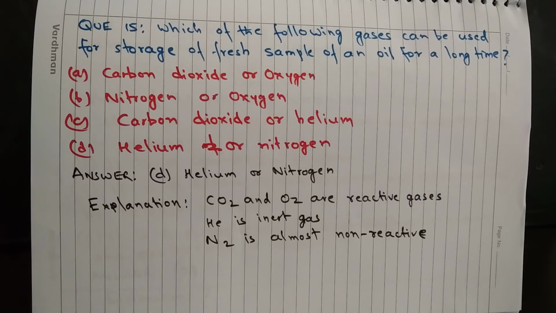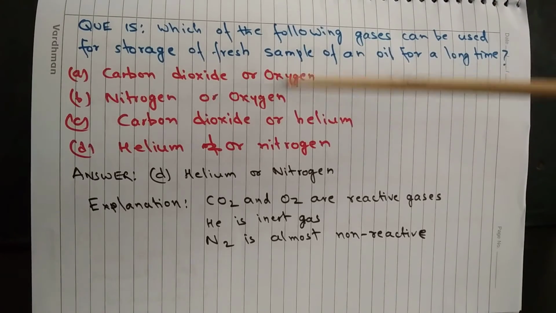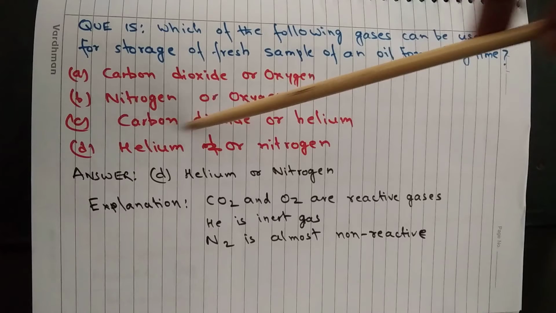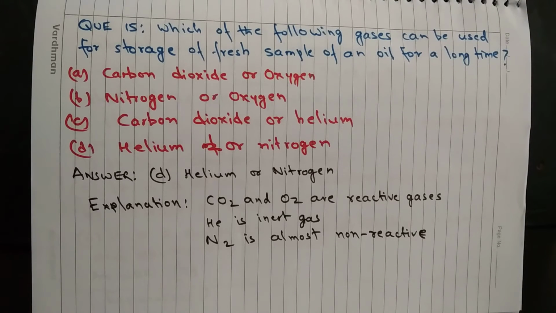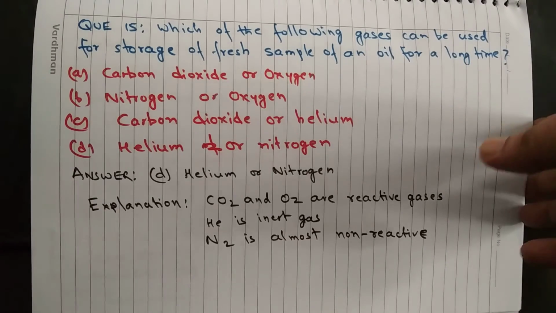Carbon dioxide and oxygen, they are reactive gases. So carbon dioxide is in option A and C, oxygen is in these two options. So we can easily rule out A, B and C. Helium is an inert gas and nitrogen is almost non-reactive. And we need to prevent oxidation of oil so that it does not get rancid while packing the oil. So that is why we cannot use oxygen for the packing. And that is why helium or nitrogen are used for packing fresh samples of oil or even packing fried foods like potato chips.